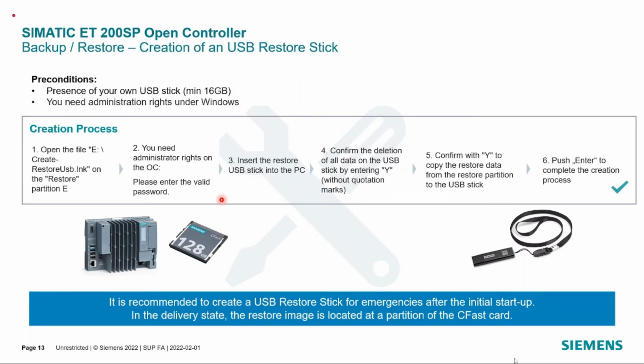In the third step, we have to insert the USB stick into the PC, and then confirm. There will be a prompt asking whether to delete all the data existing on the pen drive. You can just say yes, and then confirm the copy of the restoration partition to the USB stick. Then complete the creation process. So in this way, we can keep a backup and restore the system whenever we require.